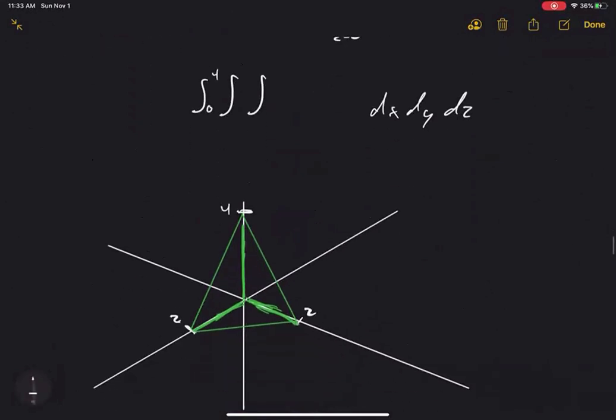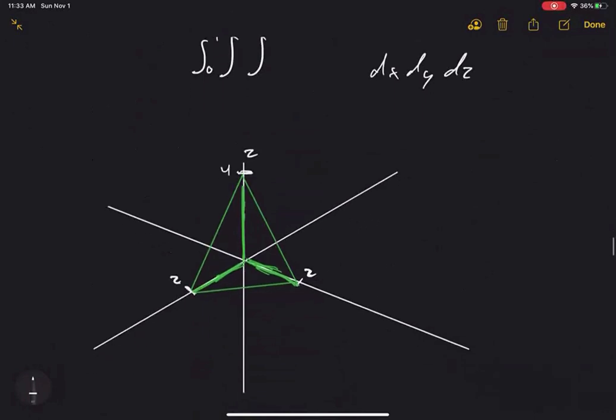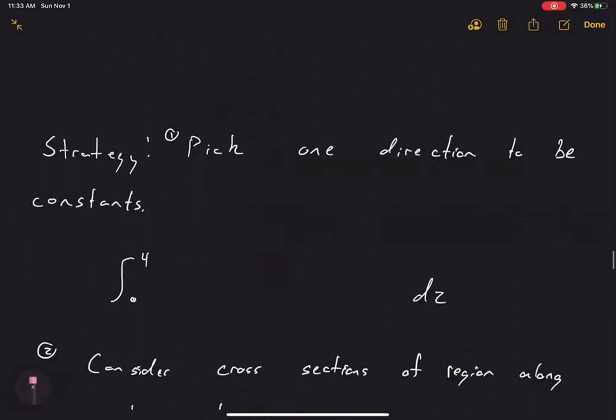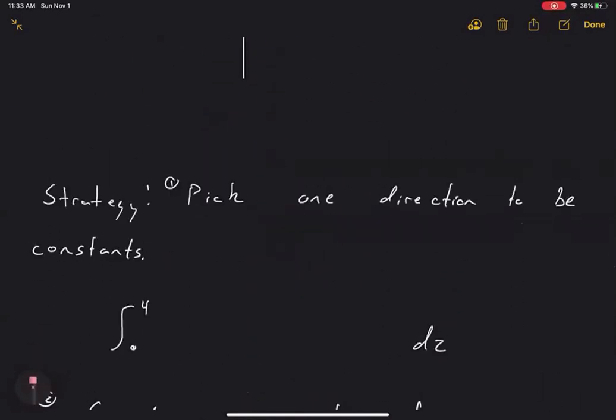So what are my bounds for my z variable? Remember, this is the z-axis, x-axis, y-axis. What are my bounds for z? Well, z seems to start at 0 and stop here, so 0 to 4, right? So that's step 1: pick one direction to be your constants, and figure those out.